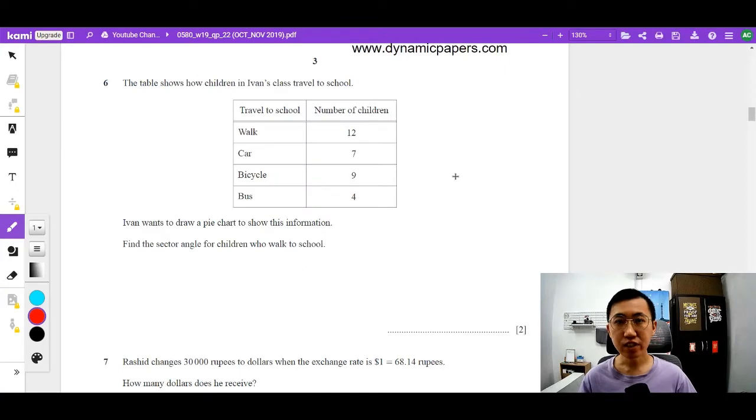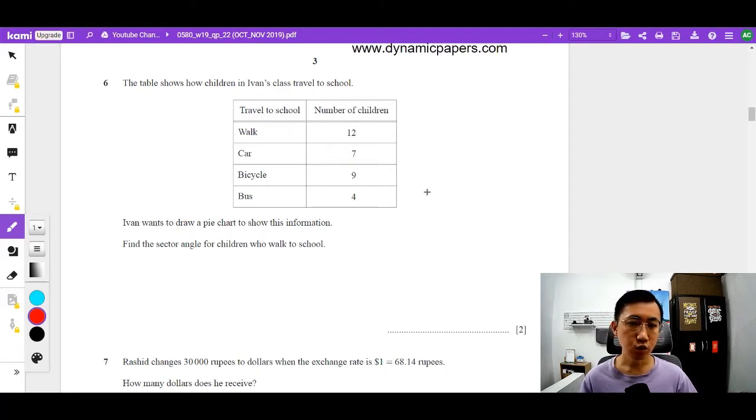Children in Ivan's class, it should be Alvin's class, travel to school. Okay, so they give you a set of data. Ivan wants to draw a pie chart to show this information. Find the sector angle for children who walk to school. Oh, okay. Usually pie chart don't really come in IGCSE. I'm surprised that it's in this paper.